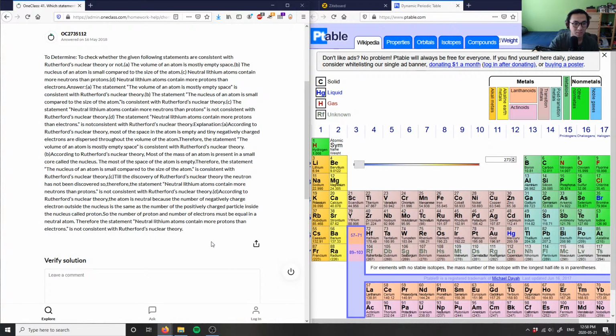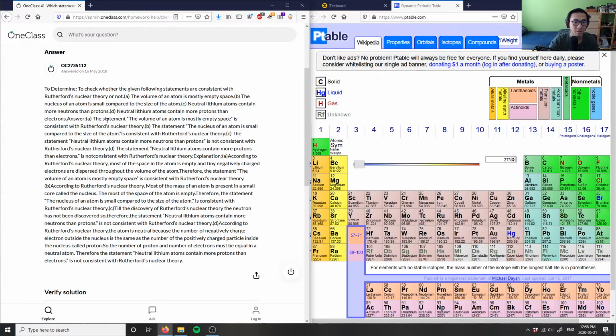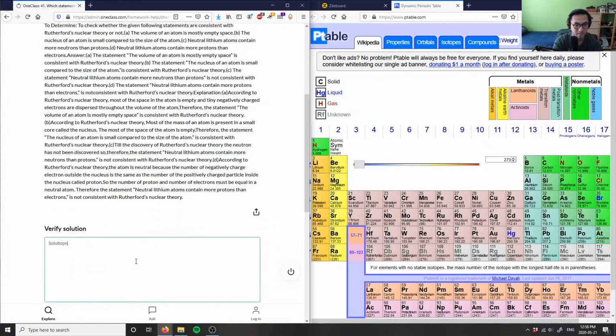And let's see. Oh, it says answer. The statement of volume is mostly empty space is consistent with Rutherford's theory. So this solution here is correct. And let me see if they have an explanation here in the text. It says, according to Rutherford's nuclear theory, most of the space in the atom is empty and tiny negatively charged electrons are dispersed throughout the volume of the atom. Therefore, the statement is true. So the solution is correct. Good analysis.